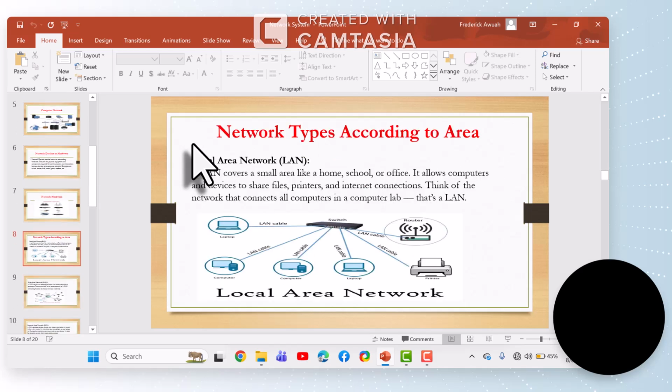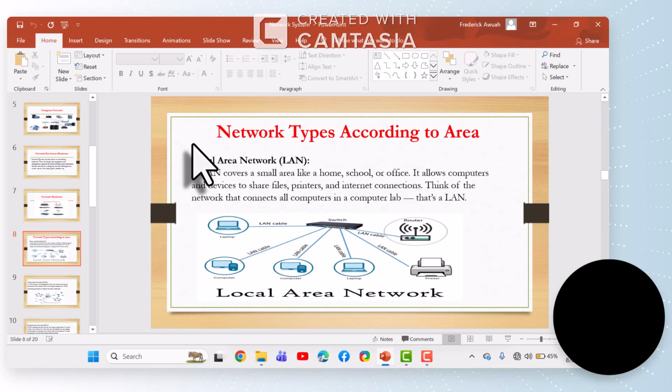And let's talk about the network types. So we have a local area network, which is the LAN. It's one of the types of network. We have a PAN, which is the personal area network. We have a wide area network. So we are going to talk about all these one by one. So let's pick the local area network first.